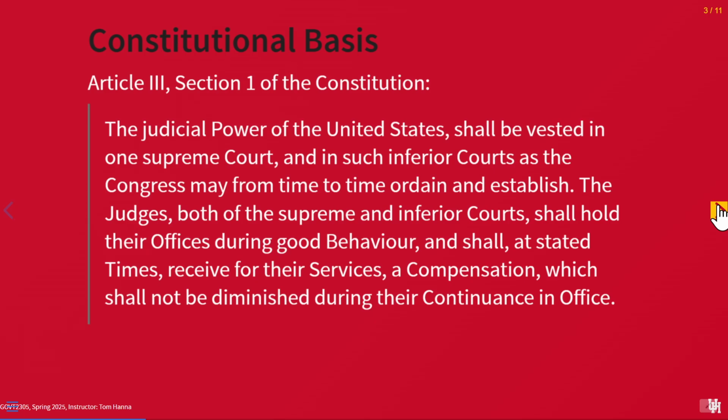The Constitution says the judicial power of the United States shall be vested in one Supreme Court and in such inferior courts as the Congress may from time to time ordain and establish. So all of the courts below the Supreme Court are the creatures of Congress. They have a constitutional basis. Congress is given the power to create them, but the actual structure of them and the creation of those courts is entirely up to Congress.